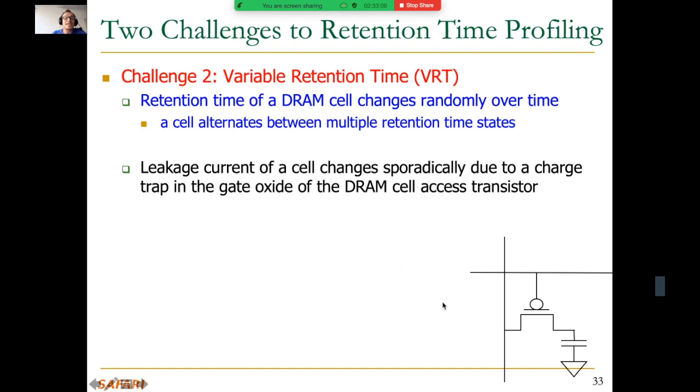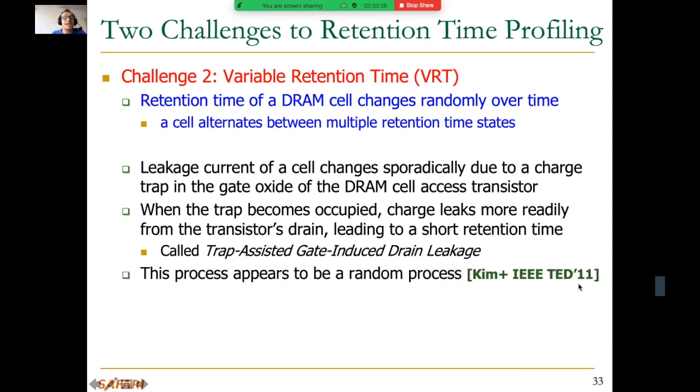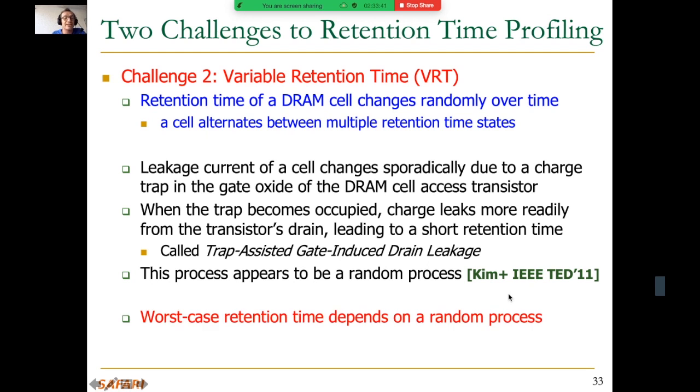So what happens is the leakage current of a cell changes sporadically because charge gets trapped in the gate oxide of this DRAM cell access transistor. And this trapping of the charge happens randomly. When the trap becomes occupied, charge leaks more readily from the transistor's drain, leading to a very short retention time. This is called trap-assisted gate-induced drain leakage, TAGIDL. And it appears to be a random process. Other folks had shown this, and we've actually shown it again, that it's a random process. And this means the worst-case retention time now depends on a random process.